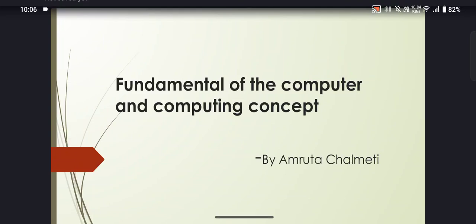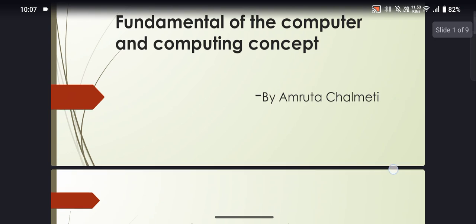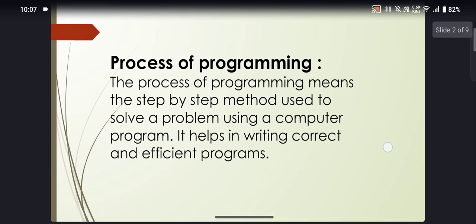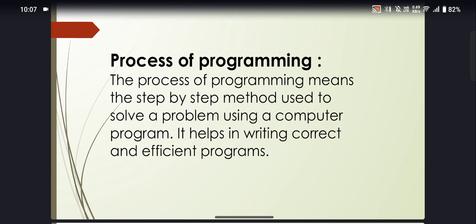Today we are discussing the topic in the fundamentals of the computer and computing system. So the topic is process of programming. The process of programming means the step-by-step method used to solve a problem using a computer program. It helps in writing correct and efficient programs.